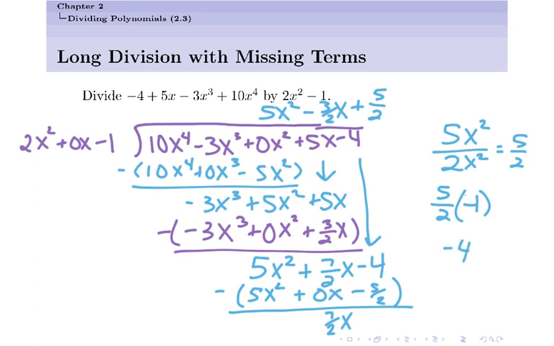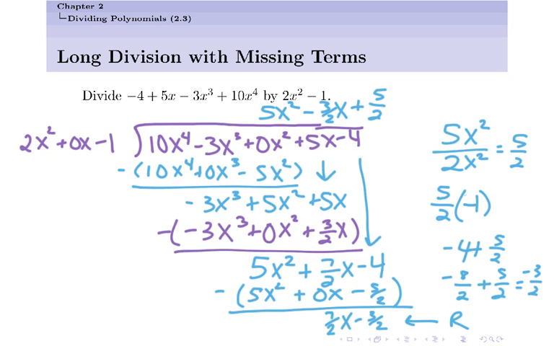Negative 4 minus a negative 5 halves. Remember, get a common denominator. Negative 8 divided by 2 does equal negative 4. So again, we didn't change anything, just how it looks. Negative 3 halves. So I get minus 3 halves here. The degree of this is 1, the degree of this is 2. So now I know where I'm going to stop, and I know that this is my remainder.